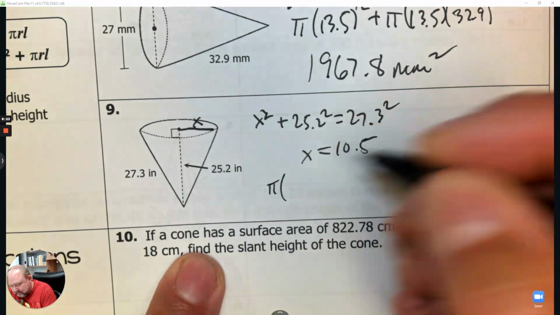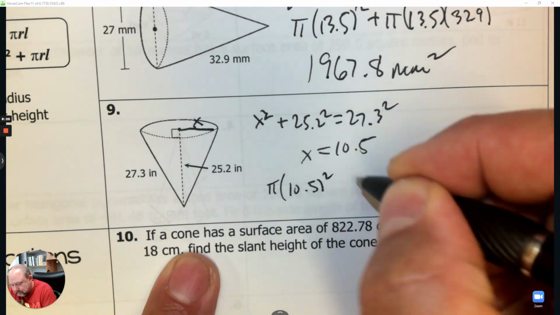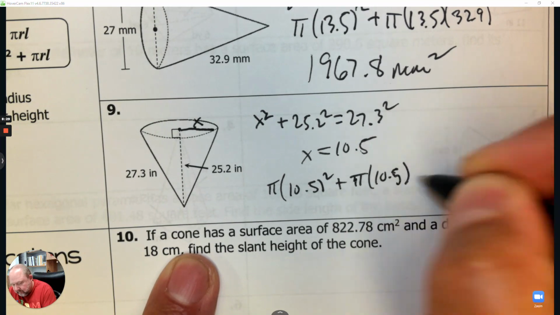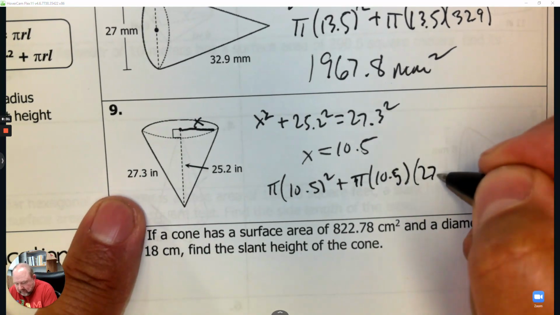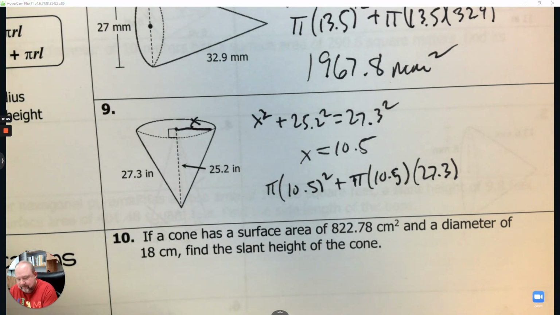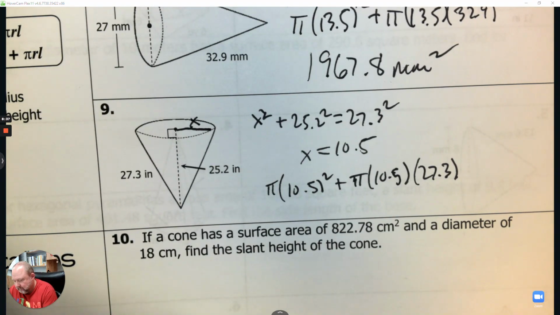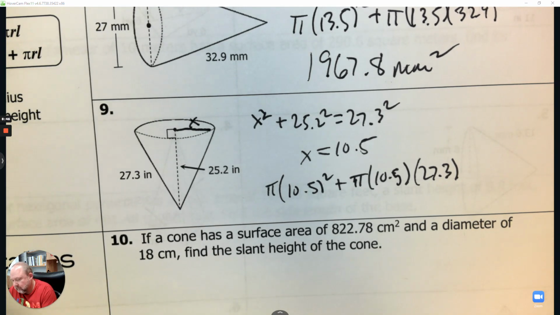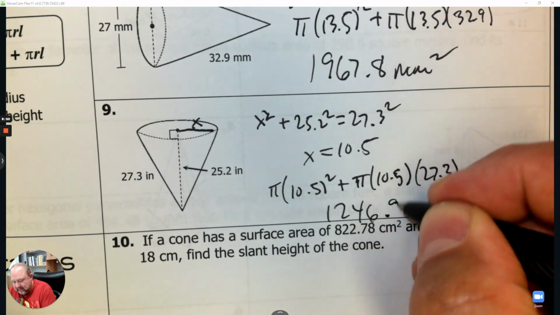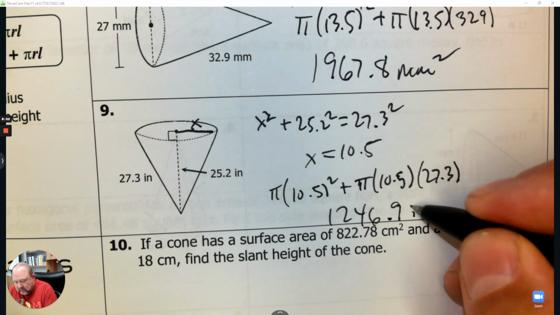So it's pi r squared plus pi r and the slanted height, which is 27.3. Put that in your calculator. And I get 1,246.9, and that would be inches squared.